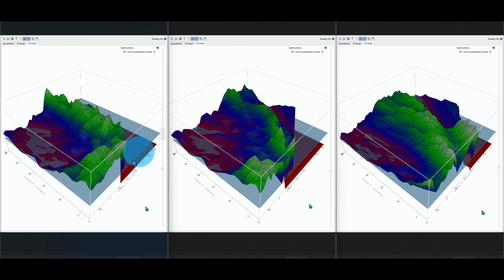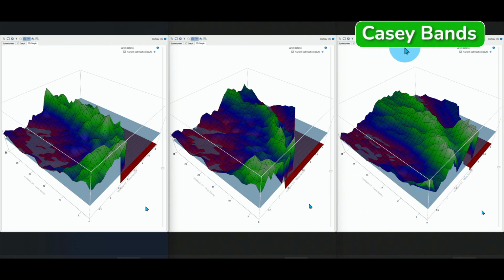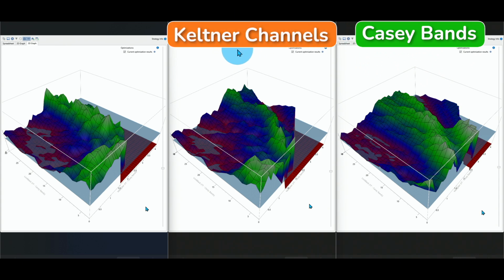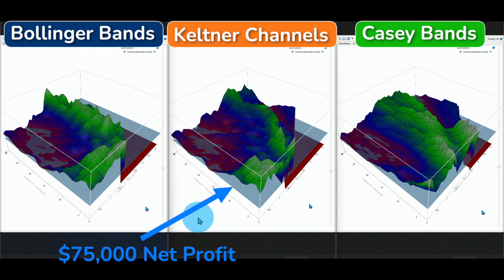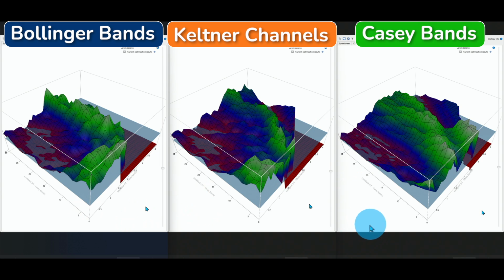And here are the 3D profiles of each optimization. Again, the right is KC Bands, the middle is Keltner Channel, and the left side is Bollinger Bands. The blue plane represents $75,000 net profit. And even though they are all producing channels hugging the price, even though we are using the same market and the same logic to enter and exit, we can clearly see that they produce a different profile.